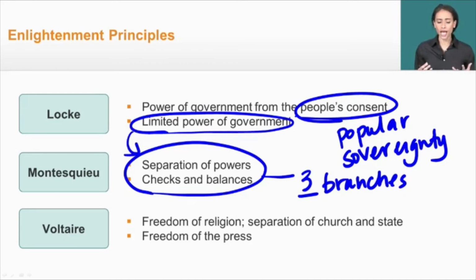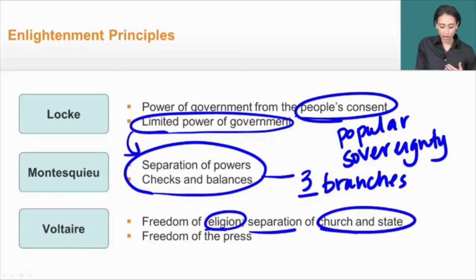And finally, some of these ideas that come from Voltaire, these ideas of freedom of religion, the separation of church and state, and the freedom of the press are going to be outlined in our Bill of Rights.